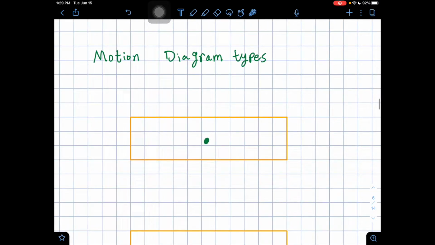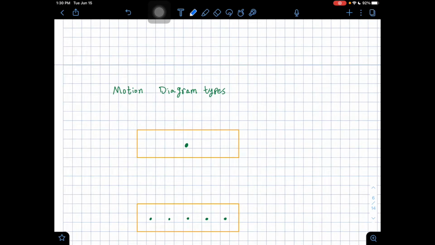So number 1, we can see we just have a dot, and there's no other dots, there's nothing there. So when you have something like this, you're going to assume that it's at rest, because you can see it's not moving.